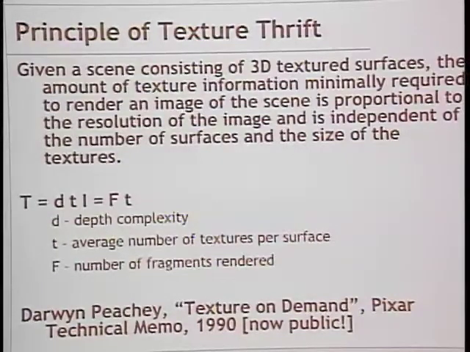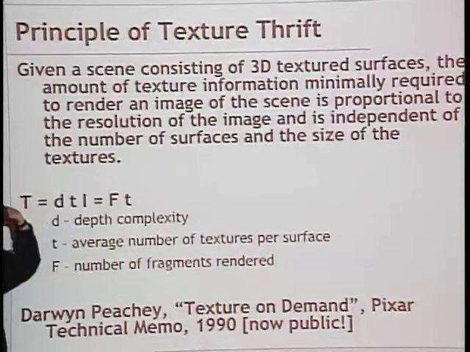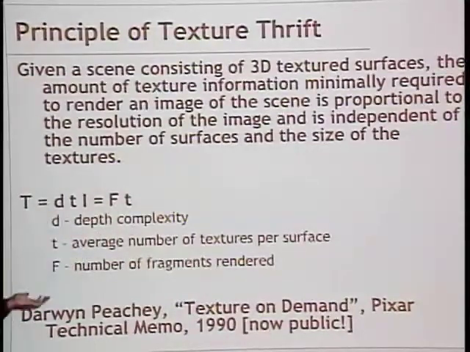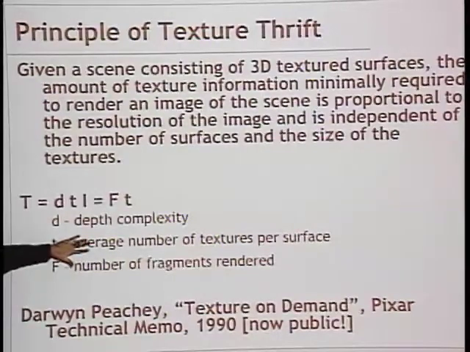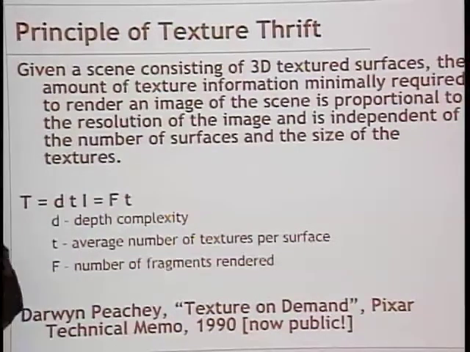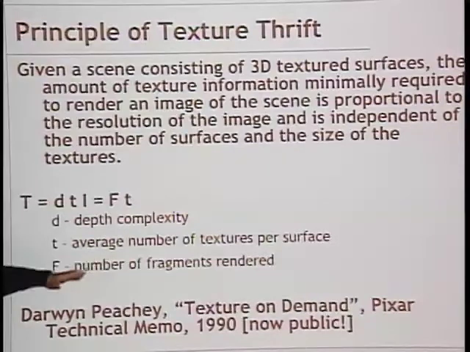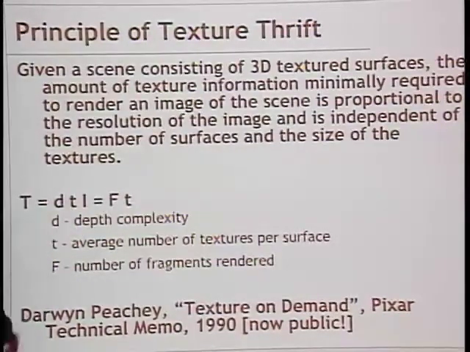Basically what we're saying is, to render an entire scene where the whole scene is covered with some sort of surfaces, the depth complexity is how many things you're going to render at each pixel, so how many fragments you're going to have at each pixel. Okay, so that's important. How many textures you're going to do on each surface. So that's, are you going to do one texture lookup per surface or five texture lookups per surface? Okay, and how many fragments, the size of the image. Okay, how many pixels the image is.